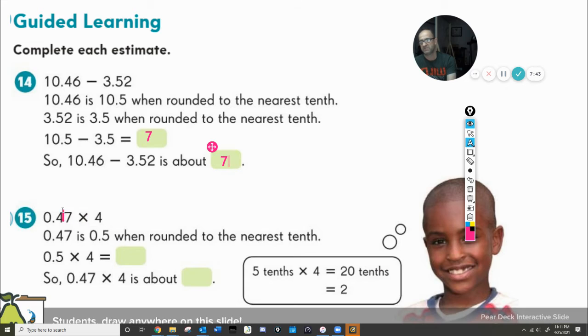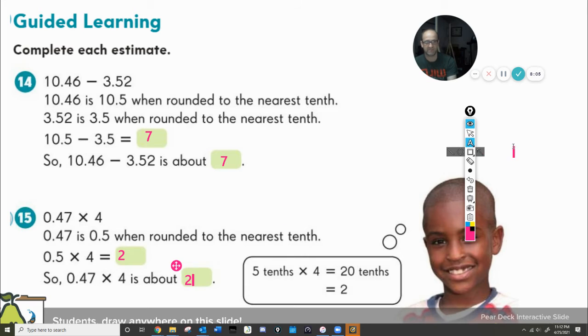Okay. They do 4/7 times 4. They're going to change the 4/7 to 5/10. 5/10 times 4 is 20/10, or 2. So 4/7 times 4 is about 2.